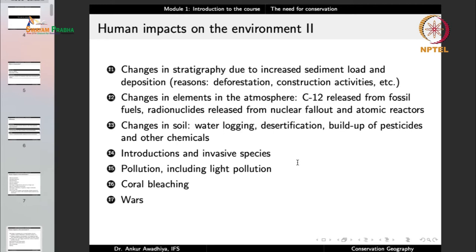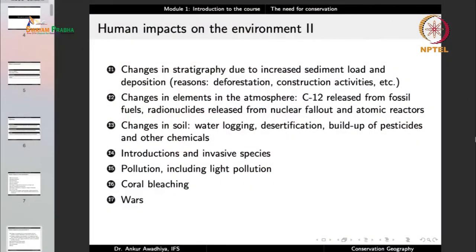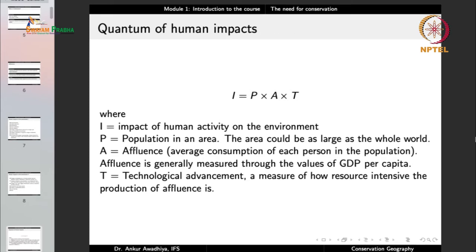So there are several human impacts on the environment, and these human impacts have now made it imperative that we perform conservation if we wish to survive, if we wish to exist as a species. Because human beings again are just one of the several species on this planet. And we also need the natural environment for our existence. So conservation has become important. There is a need for conservation because we have already caused a huge amount of impact on the environment.